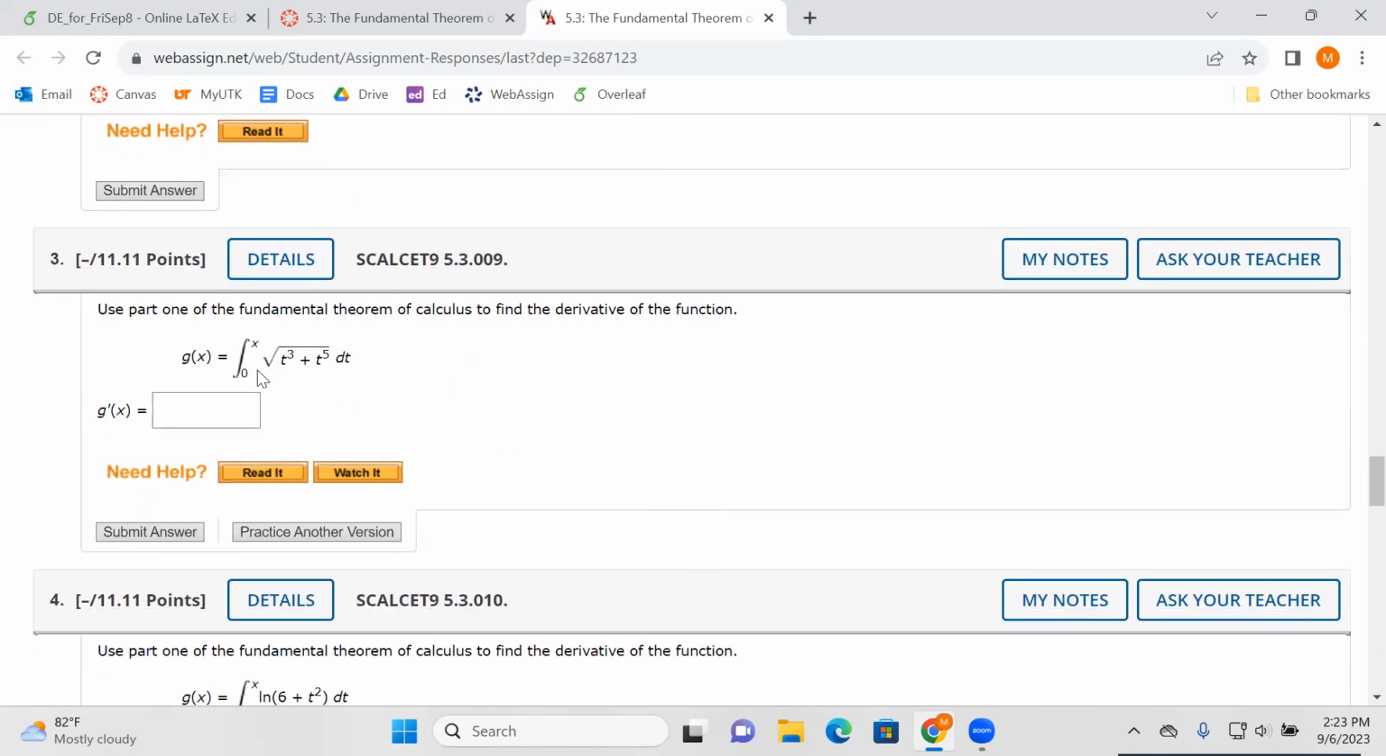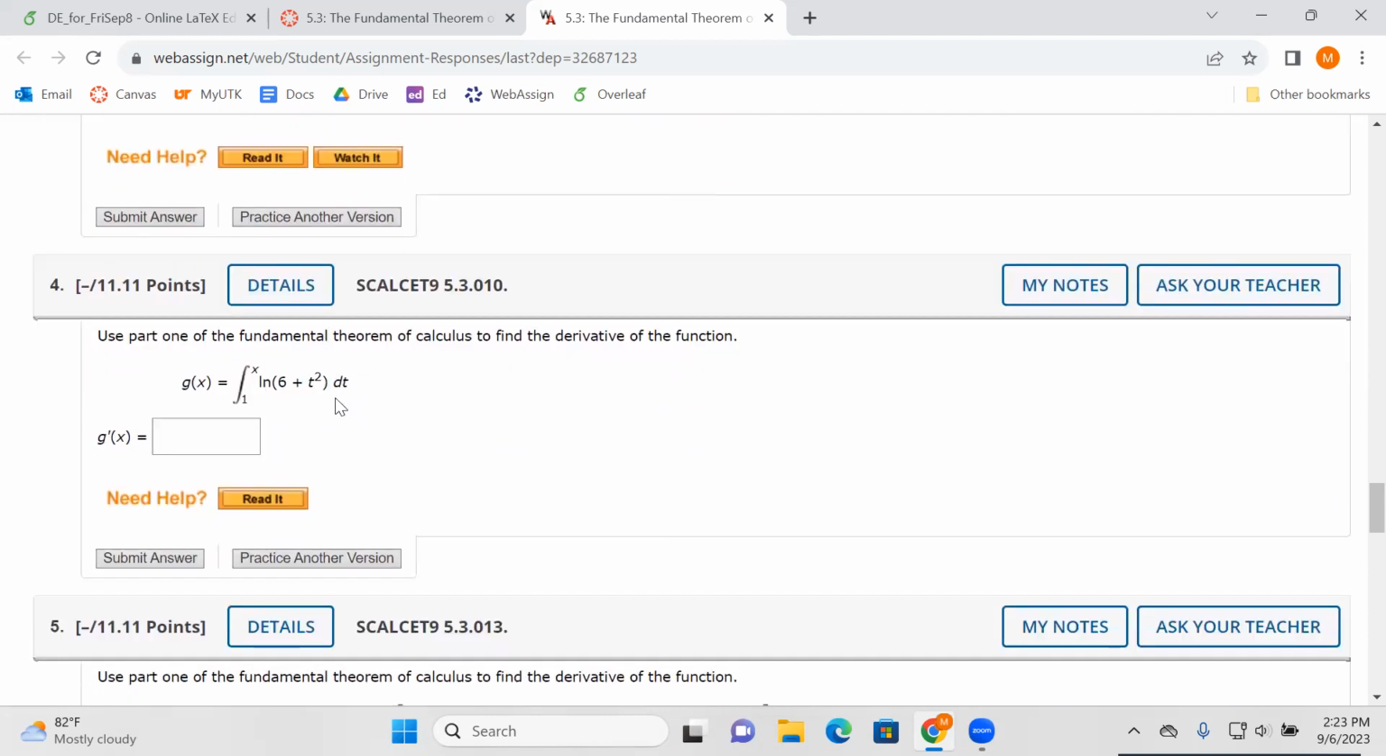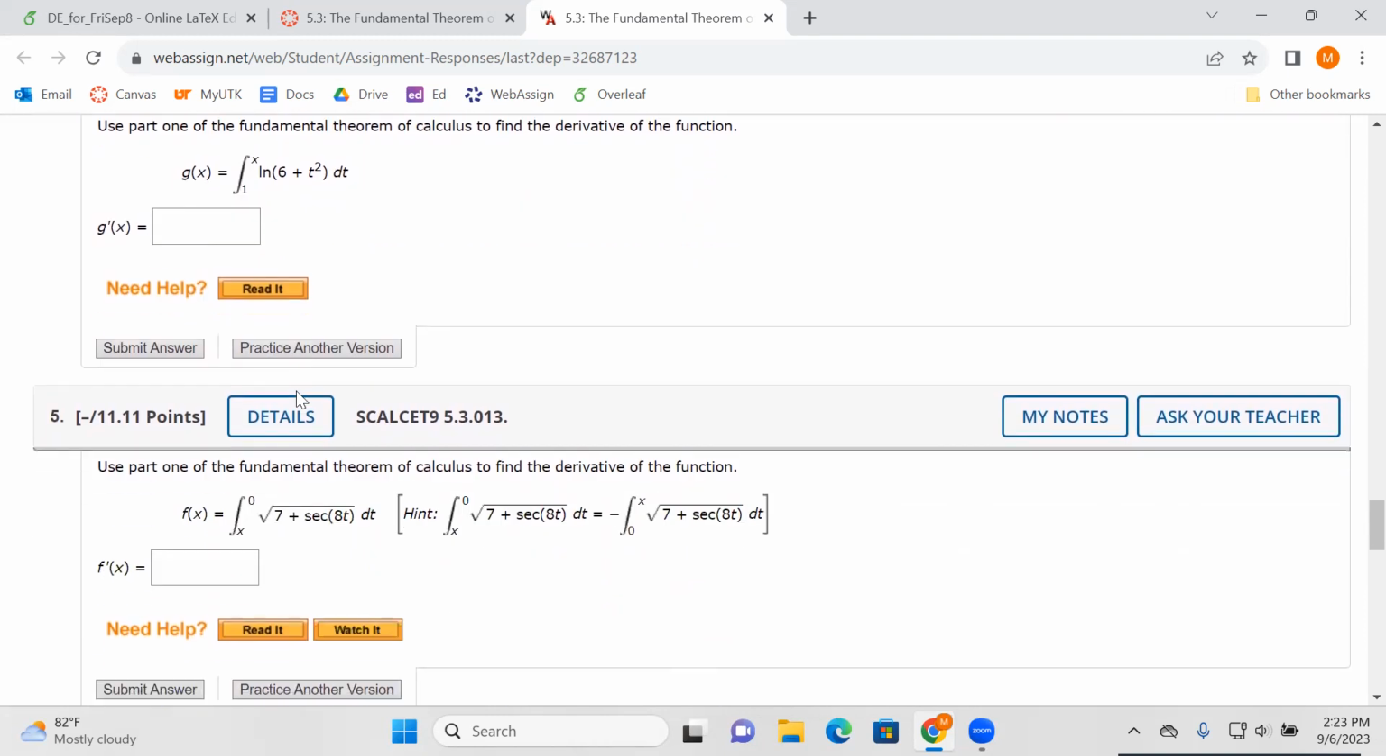Right, this is direct fundamental theorem. If this is our accumulation function, take the derivative. The derivative is exactly the function inside, but in terms of x. Oh, that's a rinse and repeat. This is a precise accumulation function.